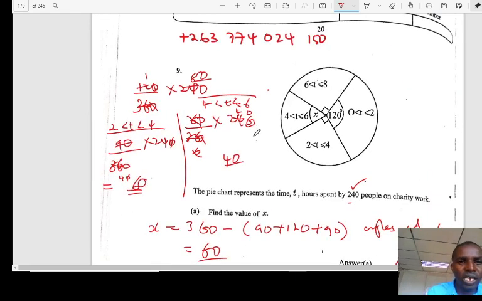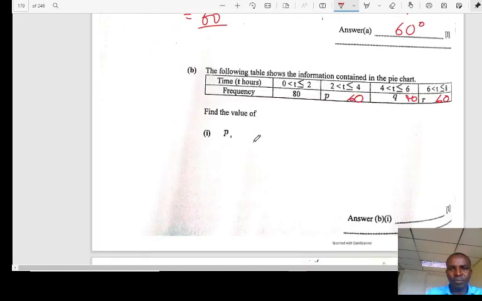So this one is 60. This one is also 60 here. Then here it's 80. Then there's 40 here. Then done. Next. So P is 60. Q is 40.